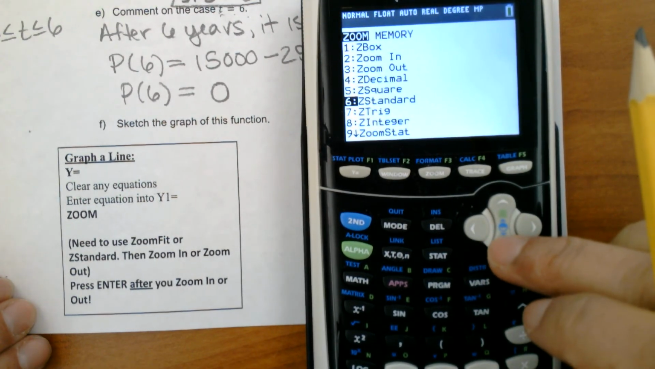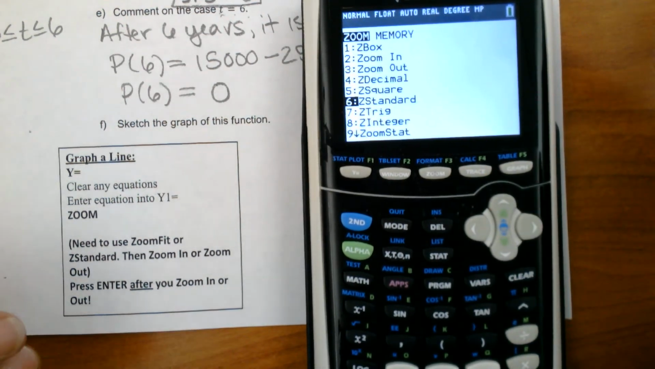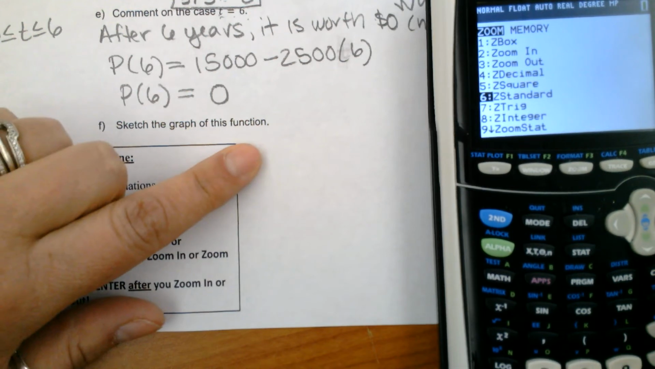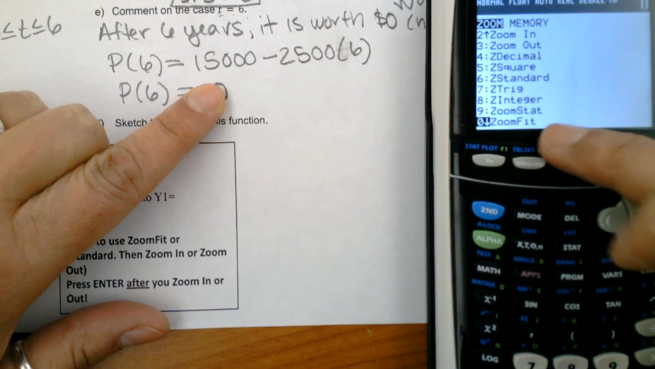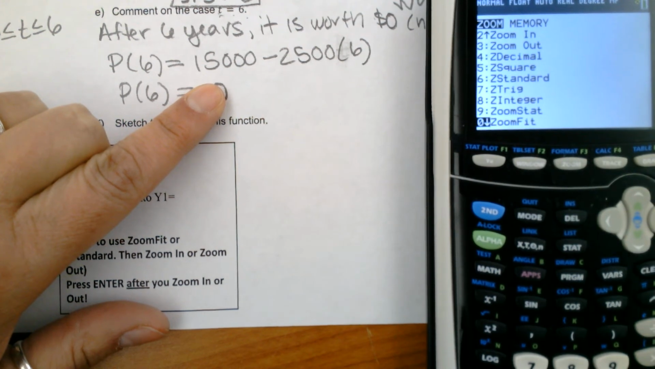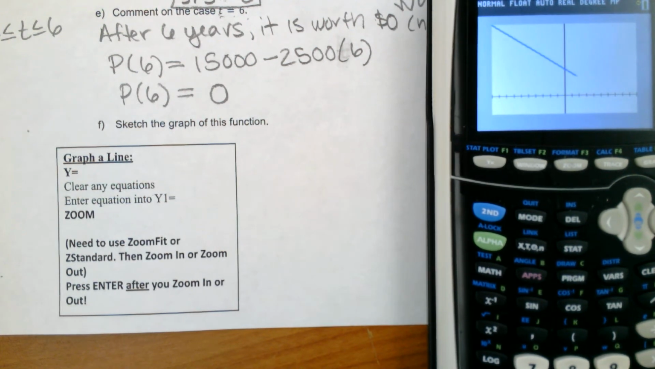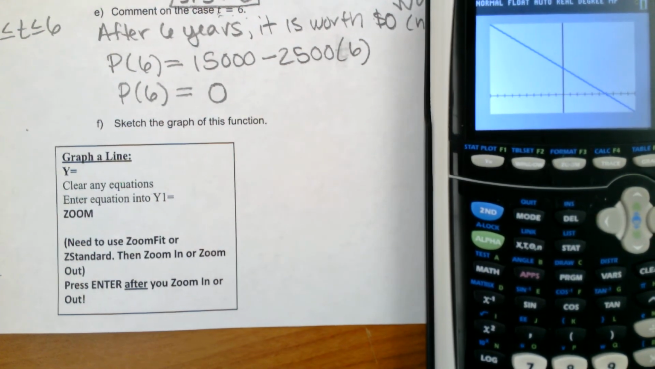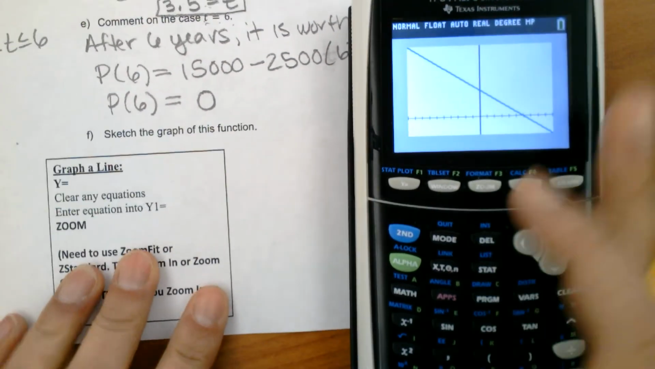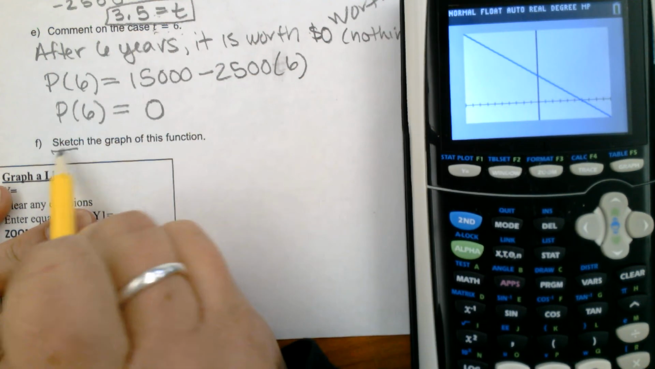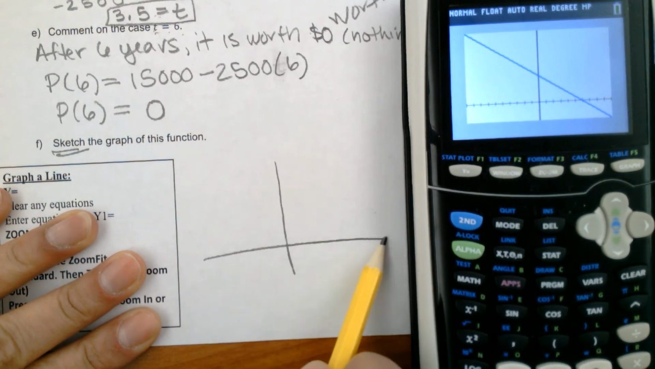Zoom standard only gives you a 10, it goes from -10 to +10. And we have 15,000. So I think what I'm going to go down to is zoom fit. That's if you just keep pressing the down arrow button. And let's see what happens with zoom fit. It gives us a nice fit. And remember, this is only a sketch. And so what we're going to do is we're just going to sketch this out because it says sketch. So we don't need to be perfect on details. So we can just sketch this out.